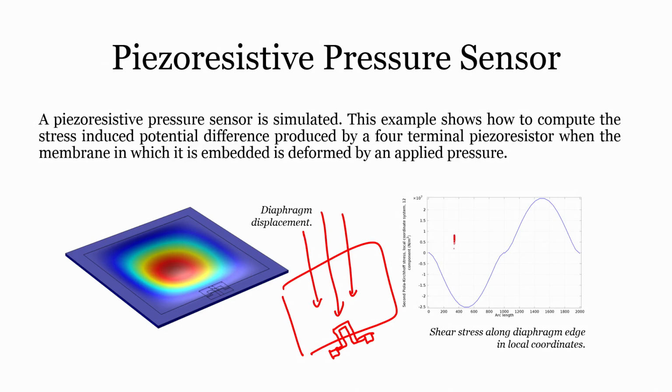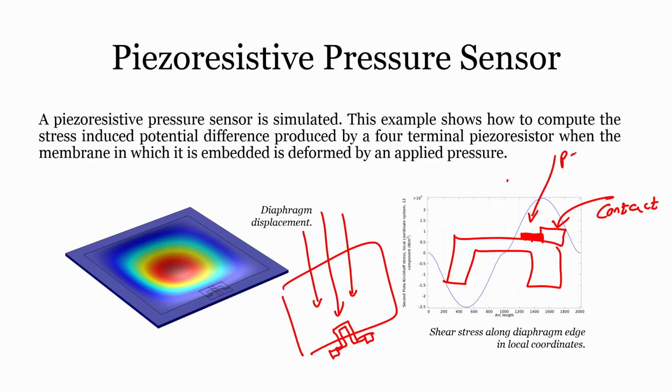Now, if I draw a cross section, the cross section is like this and the sensor is here, okay, and the edge. This is my sensor, okay, and this is a contact to the sensor, right, this is a contact, this is my piezoresistive sensor, this is the silicon wafer, this is a diaphragm.